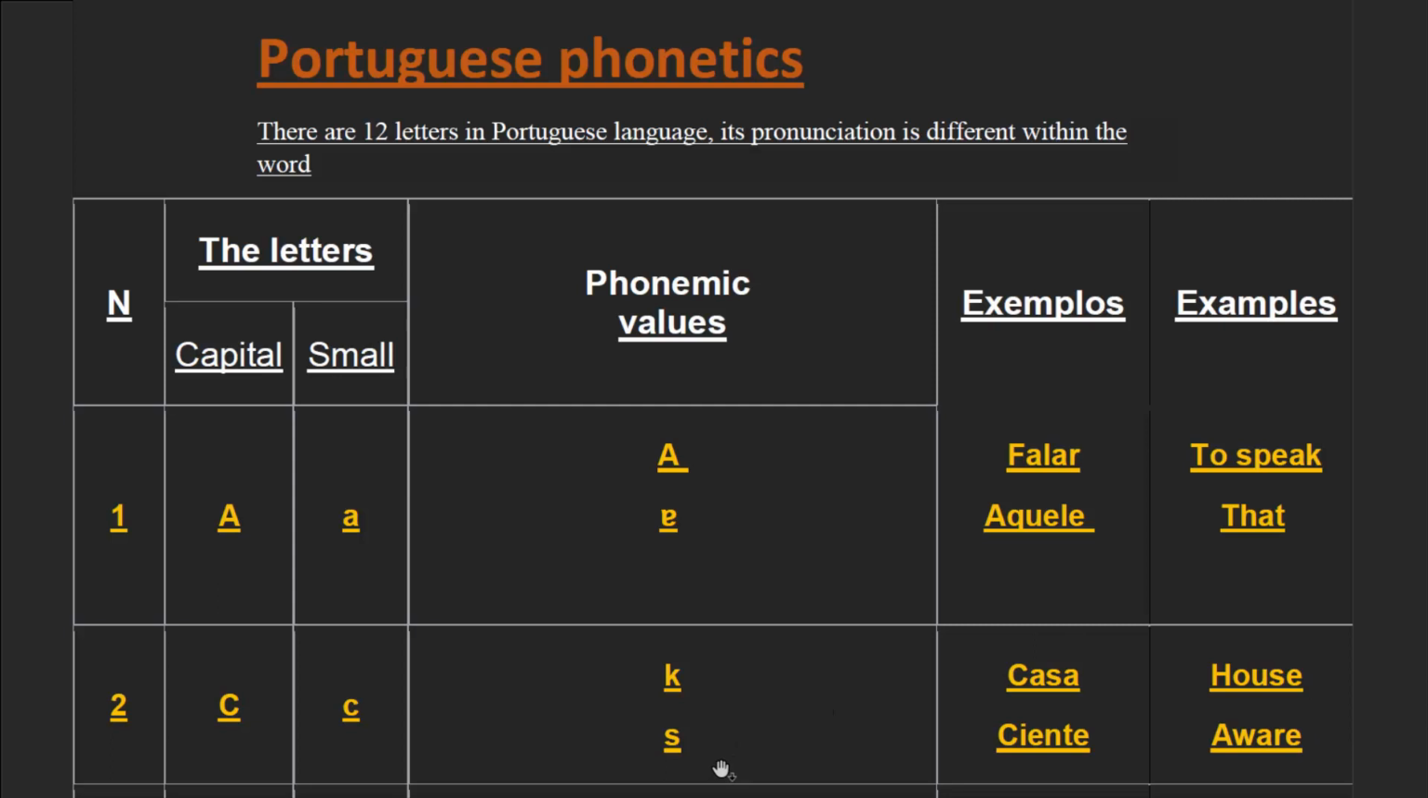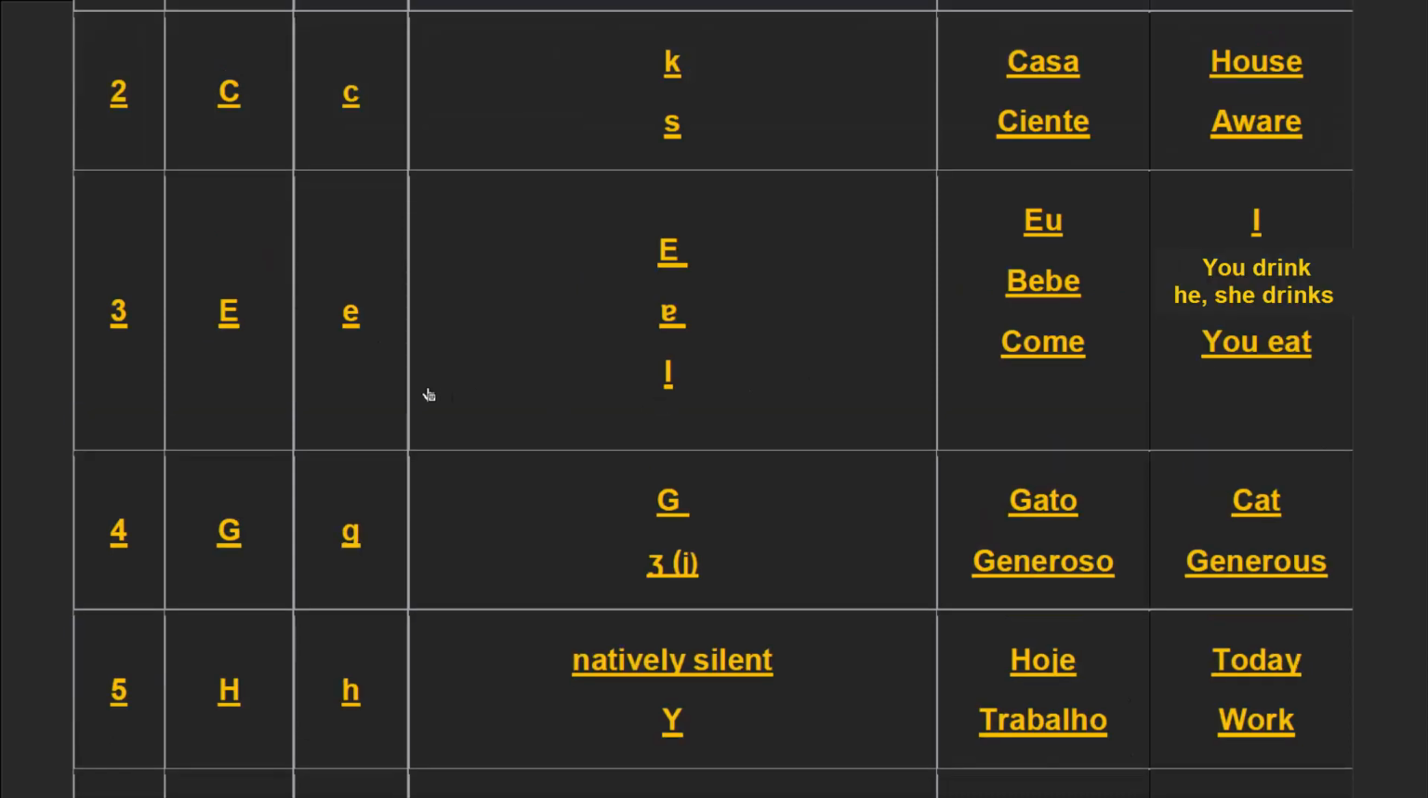The second pronunciation is S. So we pronounce letter C as S. The example that we have here is the word "aware", which is in Portuguese ciente, ciente.